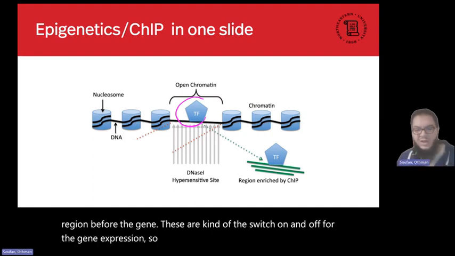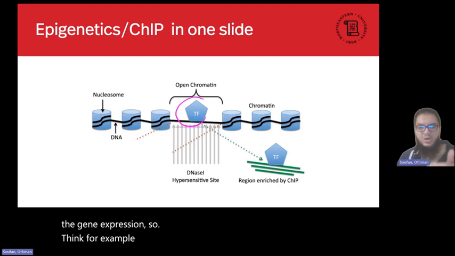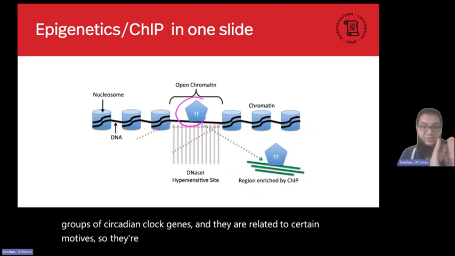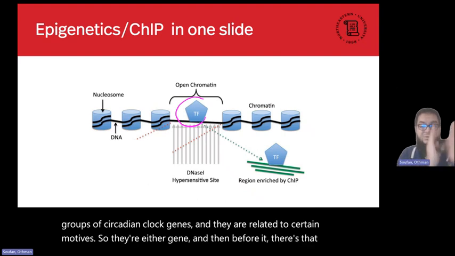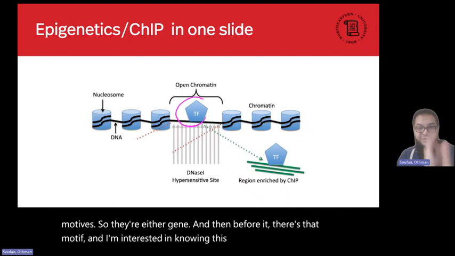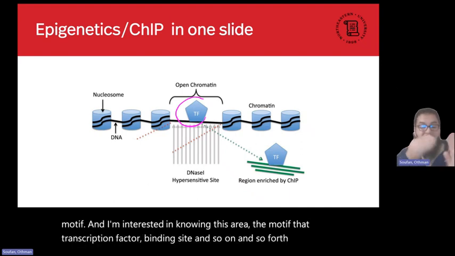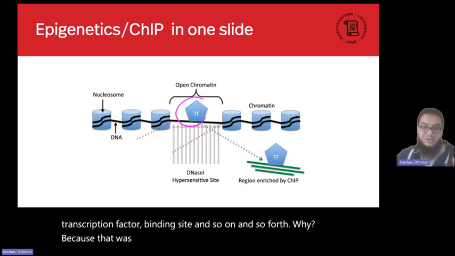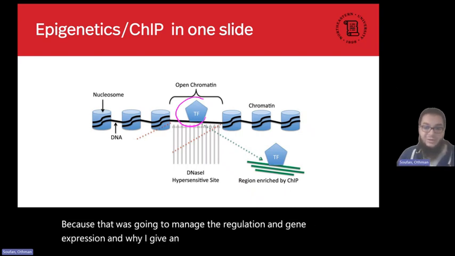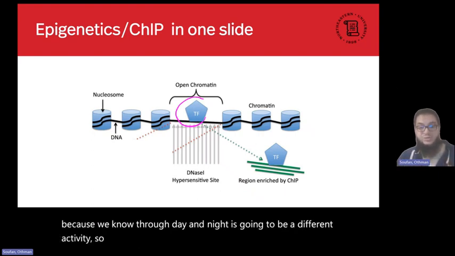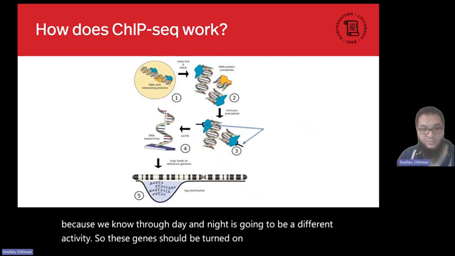So think, for example, about circadian clock genes. There are these groups of circadian clock genes, and they are related to certain motifs. So there is the gene, and then before it, there's that motif. And I'm interested in knowing this area, the motif, the transcription factor binding site, and so on and so forth. Why? Because that is going to manage the regulation and gene expression. And why do I give the example of circadian clock genes? Because we know through day and night there is going to be a different activity. So these genes should be turned on and off, and so on and so forth.